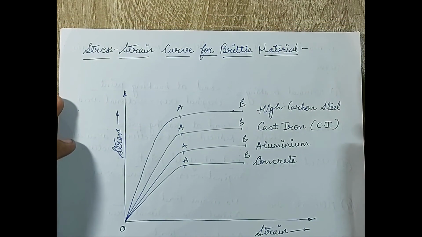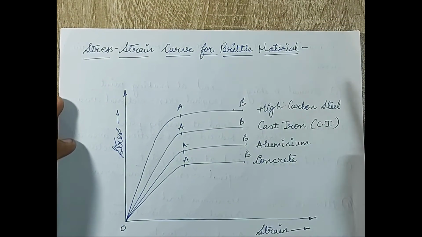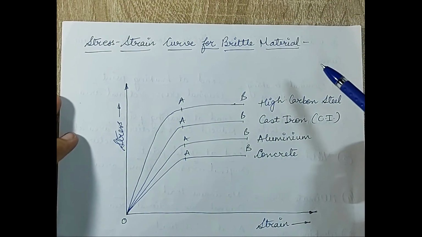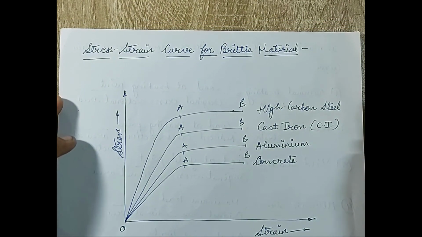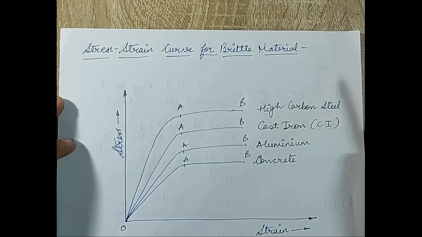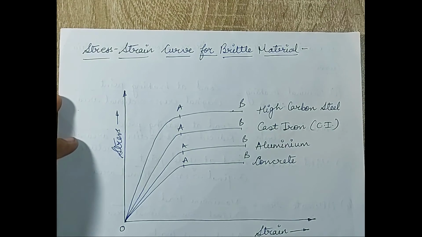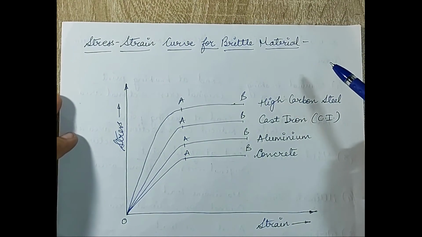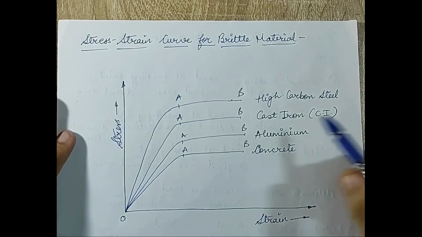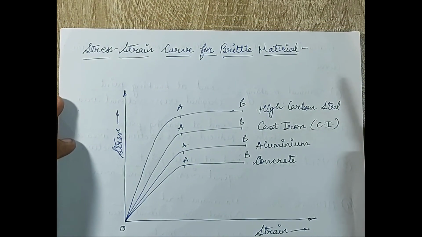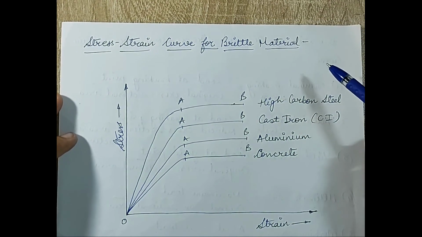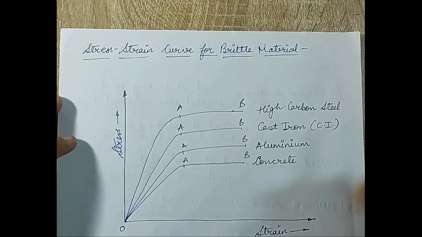Stress strain curve for brittle material. You can see this is the stress versus strain diagram. These are 4 materials which I have taken. They are all brittle. The order over here is such that high carbon steel will have a higher value of stress which can be resisted, or load that it can resist before breaking, as compared to cast iron, whose value is more as compared to aluminium, and aluminium's value is more as compared to concrete.